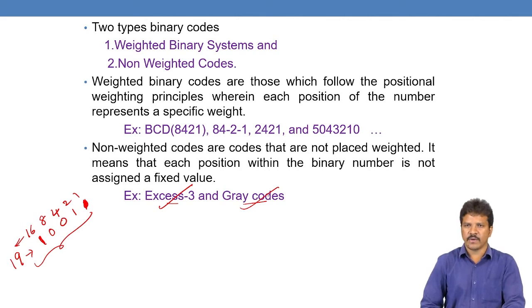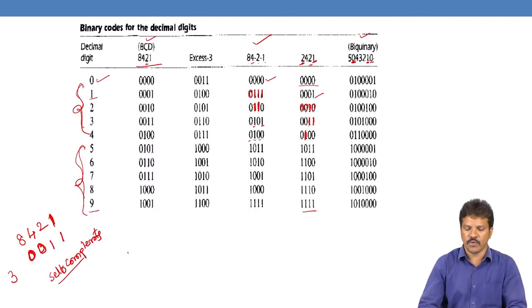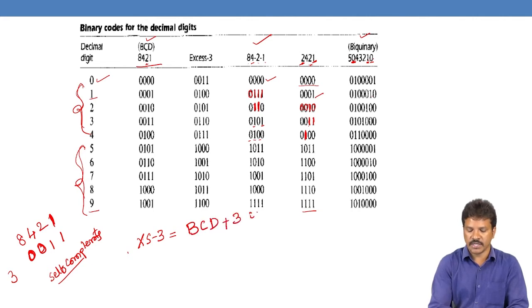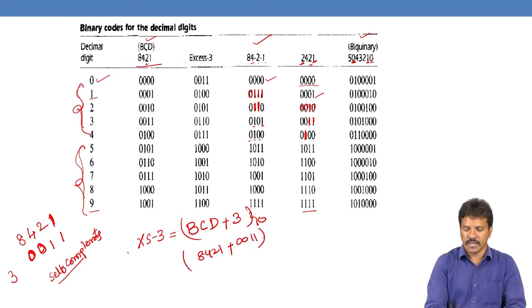So take this XS3 code. What is XS3 code? Why is it called a non-weighted code? XS3 code means BCD code or 8421 code plus 3 in decimal representation, or BCD in binary 8421 code plus 0011. When we add 3 to all the numbers, we will get the XS3 code.